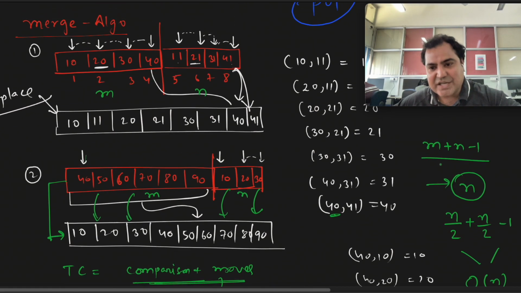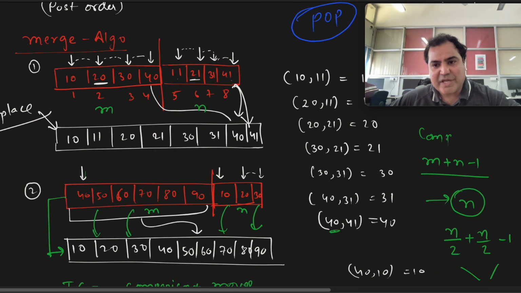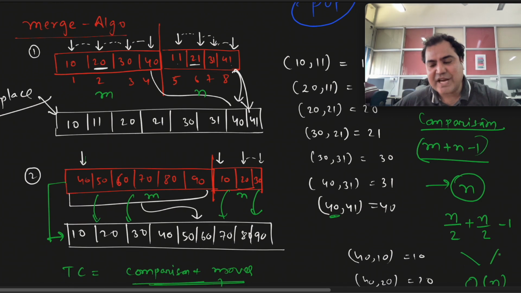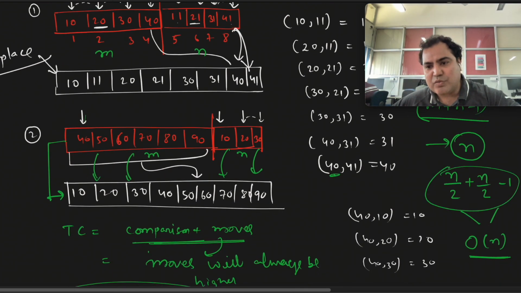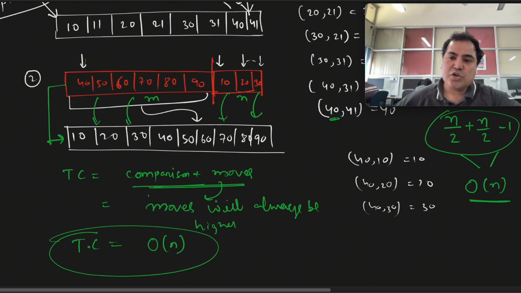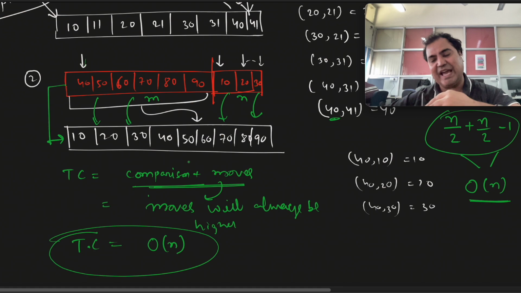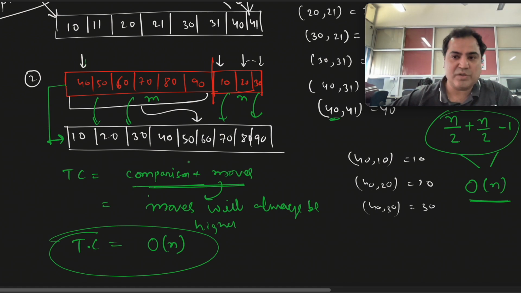This is comparison time. Comparison time complexity is m plus n minus 1, that can be written as n by 2 minus 1. So total time complexity is number of comparisons plus number of moves. Number of moves will always be higher because we have to move the complete array into the second part of the array. That's how the time complexity of the merge algorithm, not merge sort, merge algorithm, is order of n.